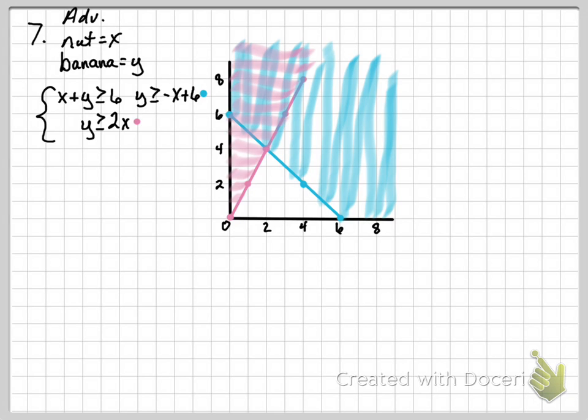Alright, now on to the back. Let's look at number 7. This was for the advanced students. This was looking at a bake sale. You're going to use X for your nut bread and Y for your banana bread. When you do that, you've got to make sure that you have X plus Y is greater than or equal to 6, and your Y, your banana bread, is going to be at least as much as 2 times your nut bread. So at least twice as much as your nut bread. So Y is greater than or equal to 2X. Okay, and that shows your shaded area there.